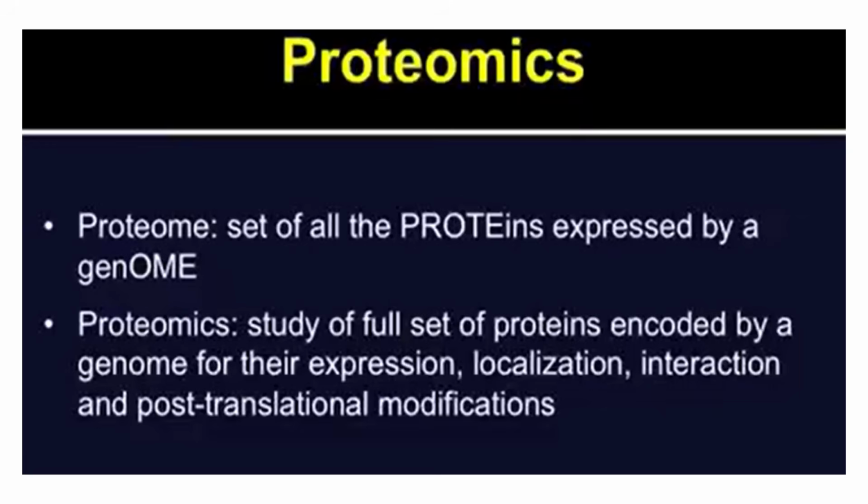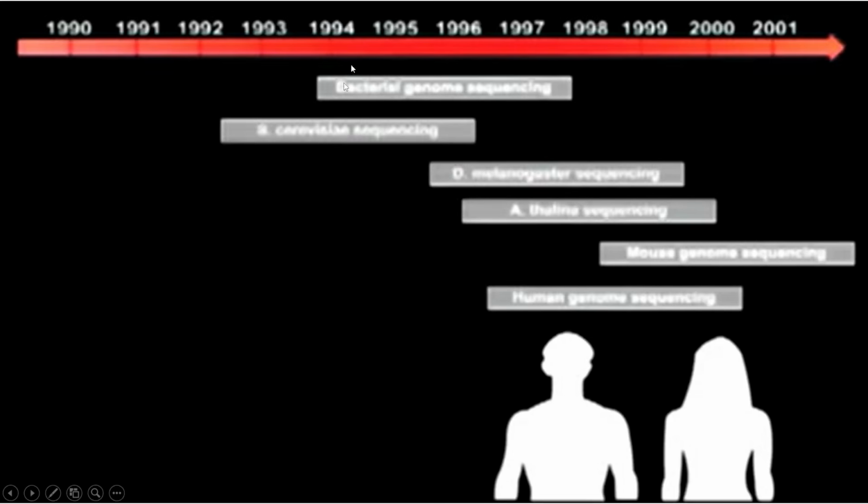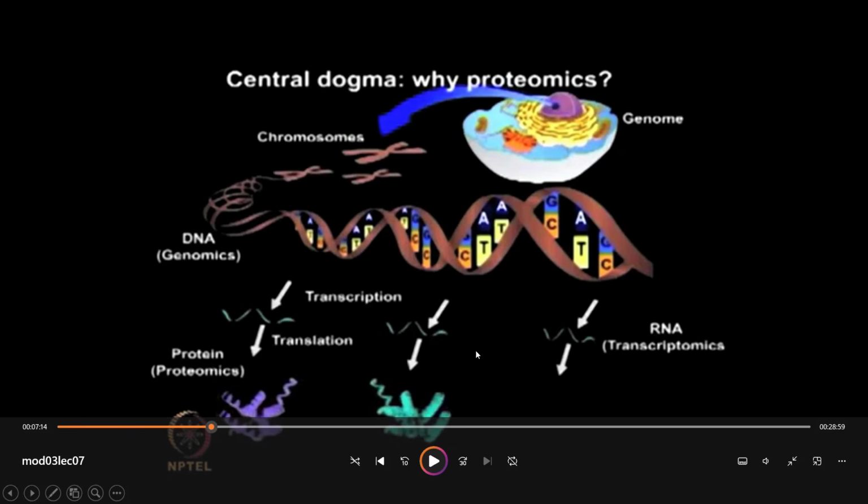Before proteomics came into existence, there was genomics, and people initially tried to obtain the whole genome sequence. This is just a timeline of how genome sequences were completely obtained for various strains. The human genome project was started around 1996 and completed around 2000. So why proteomics? Because whatever gene is encoded is ultimately converted into protein, and that's the reason studying proteomics is equally essential as genomics and transcriptomics.